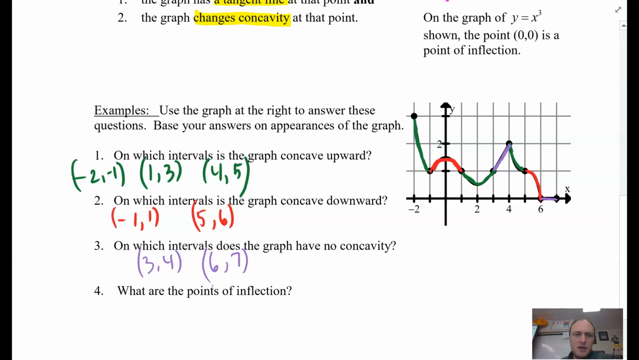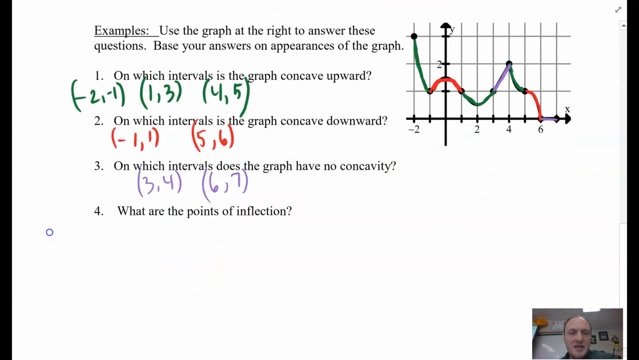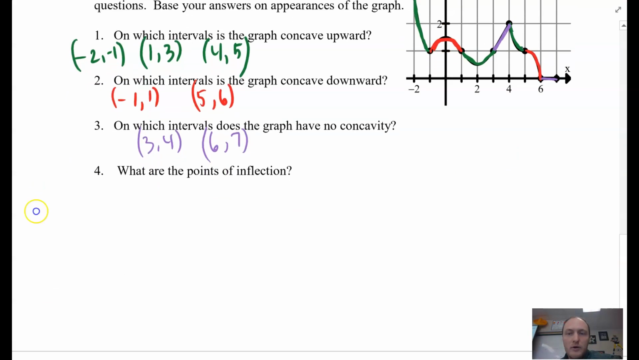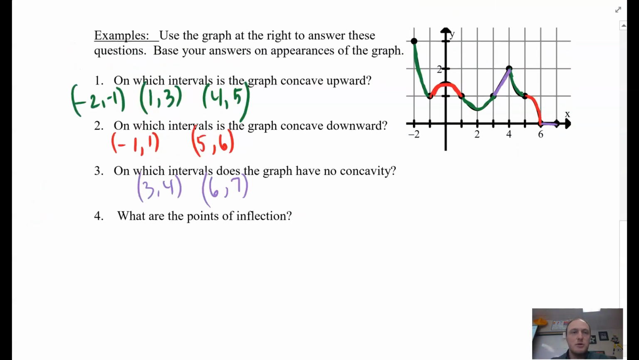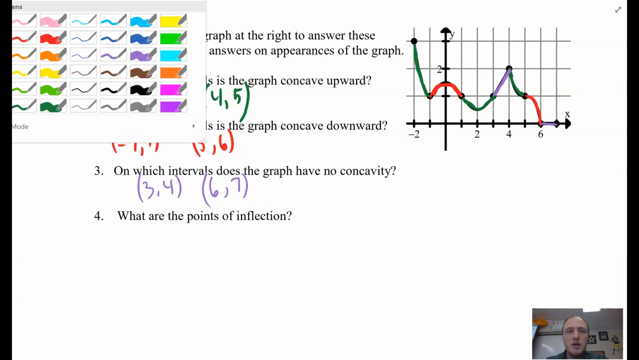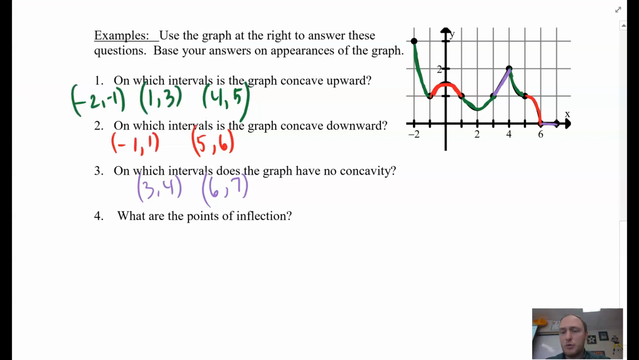All right. And then it says, where are or what are the points of inflection? So remember that in order to be a point of inflection, we have to change from concave up to concave down, or vice versa. And then we also have to be differentiable. So notice we change inflection points here, from concave up to concave down.